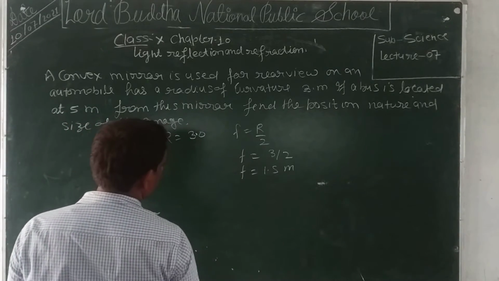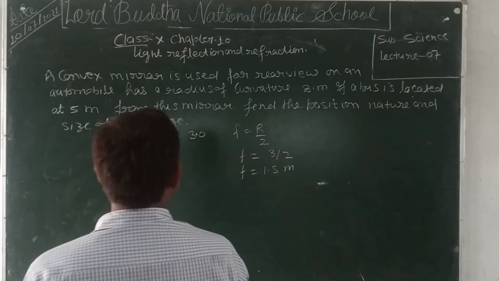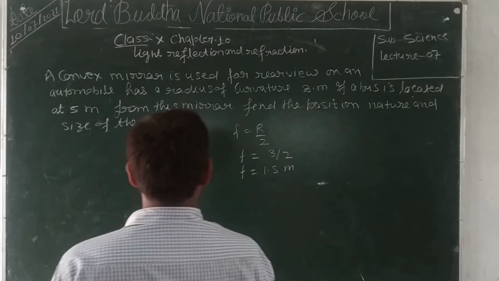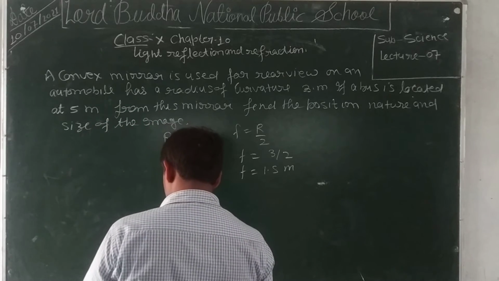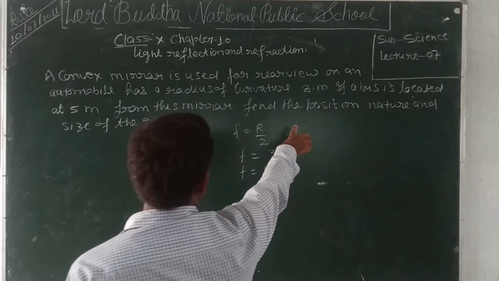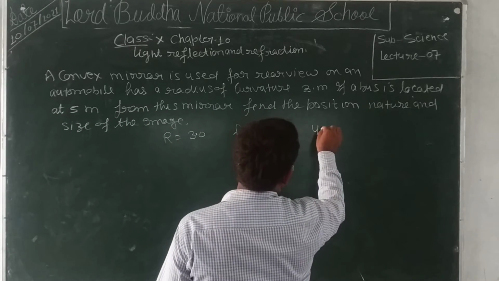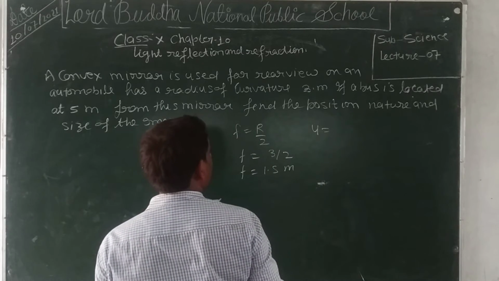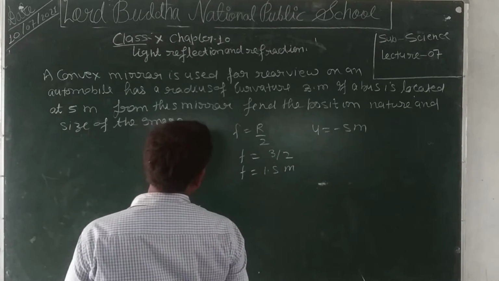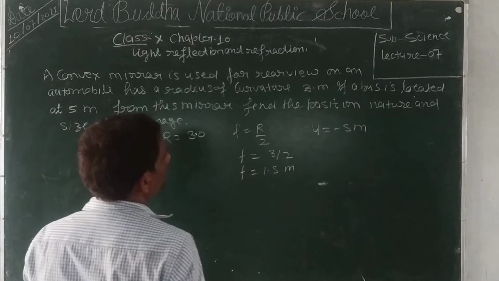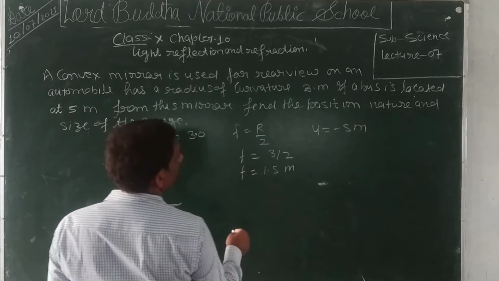Now we have found the focal length of the mirror, and after that we have to calculate the position of the image. The position of the bus is at 5 meter and the position of an object is always negative, meaning minus 5 meter. So first of all, we calculate the position of image, meaning v.